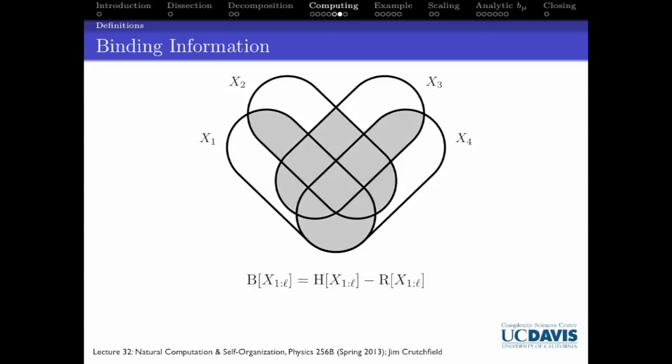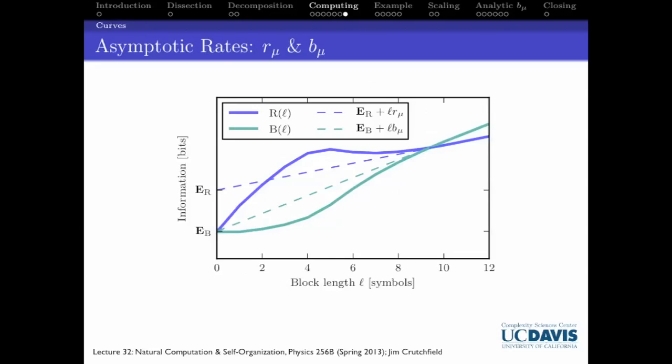And as a dual to that, if we only consider the areas where there's overlap, but we do not weight them according to how often they overlap, so this area where just x1 and x2 overlap is counted the same as this area where 1, 2, 3, and 4 overlap, we call this the binding information. And if we look at how these quantities scale with increasing L by plotting the block residual entropies and block binding informations, once again they will eventually hit a linear asymptote, and that linear asymptote will have a slope of R mu and B mu respectively.